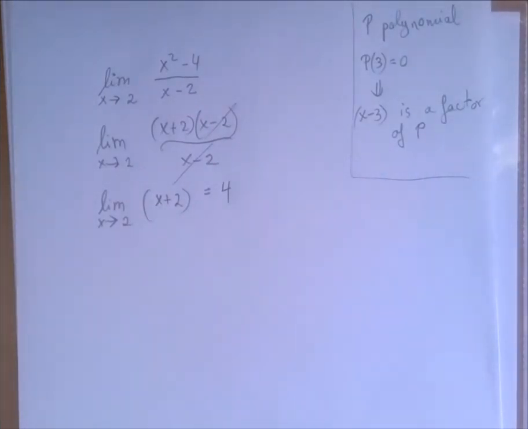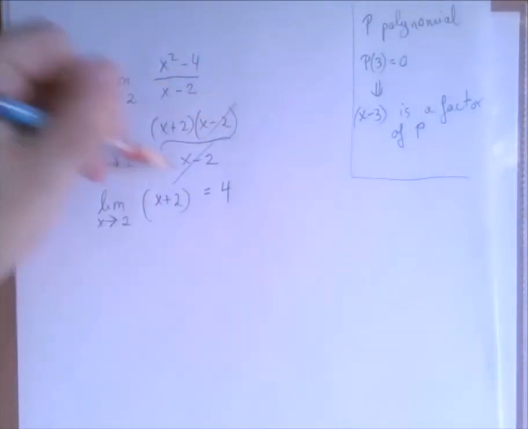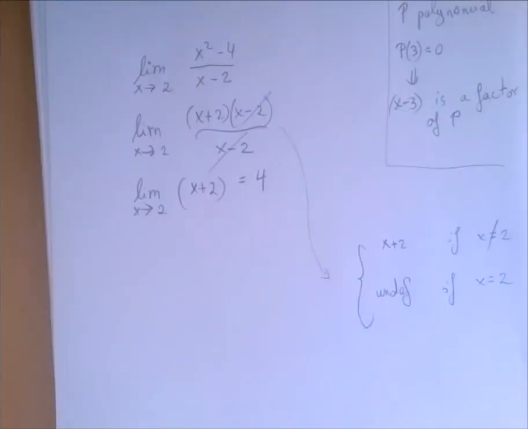Is it a two-sided limit? If you look at the expression, there is no radical, there is no logarithm, so a negative number is no trouble, it's just division by 0. If you wanted to graph this thing, if x is not 2, we have x plus 2, and we have undefined if x is 2, right?